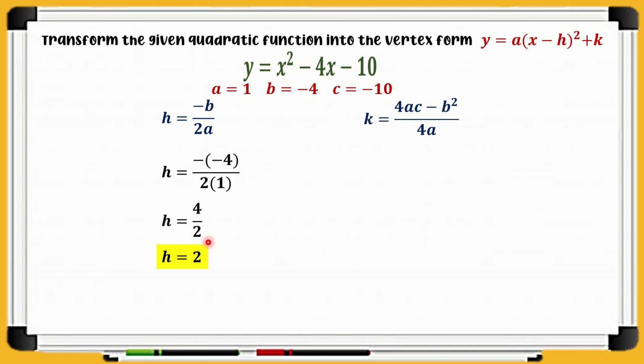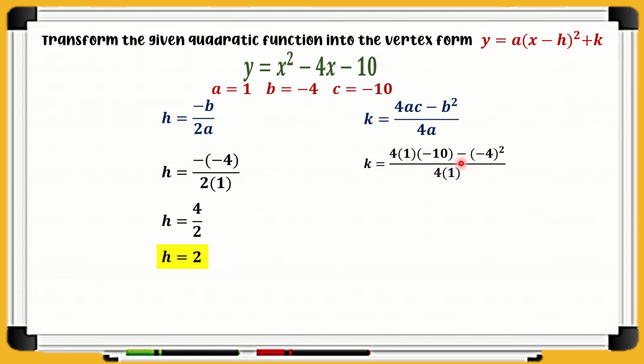How about the value of k? Using this formula, 4ac minus b squared all over 4a. Substitute the values of a, b, and c there. So we have 4 times 1 times -10 minus the square of -4 all over 4 times 1.